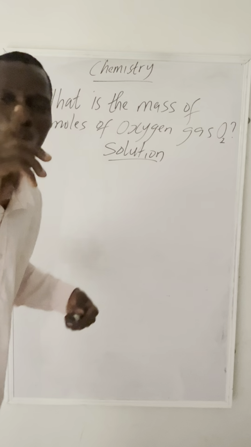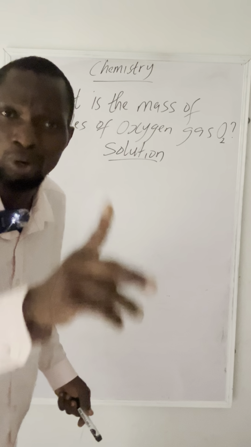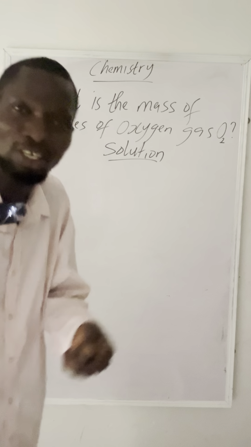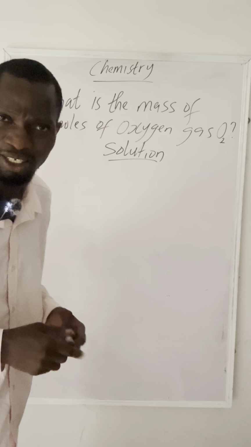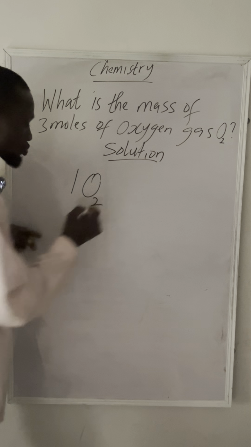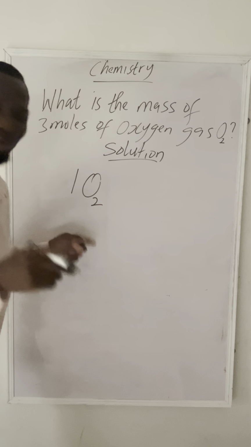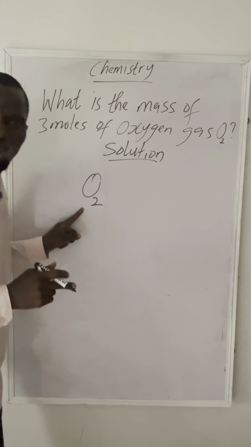Then we ask ourselves, what is the mass of 1 mole? Because if we know the mass of 1 mole, then we can know the mass of what? 3 moles. So now, how do we write 1 mole of oxygen gas? This is 1 mole of oxygen gas, 1 O2, like this. But we don't need to put the 1. So we just say 1 mole of oxygen gas is O2.